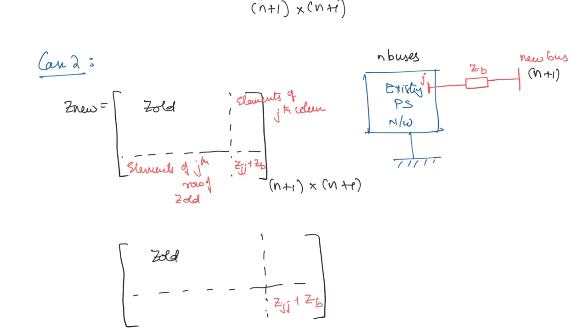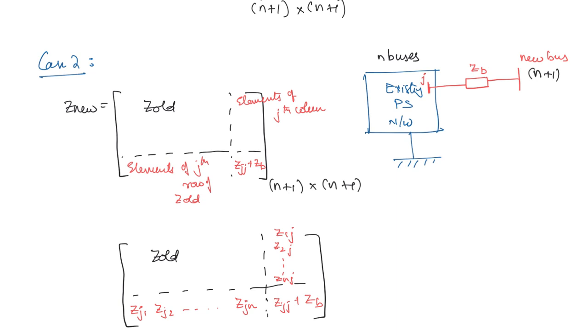Now what are the elements of the jth row? Jth row means you are going to have ZJ1, ZJ2 and so on, right? So here you are going to get ZJ1, ZJ2 and so on till ZJN. And similarly here Z1J, Z2J and so on till ZNJ. So this will be the new matrix when we are connecting a transmission line from an existing bus to a new bus.